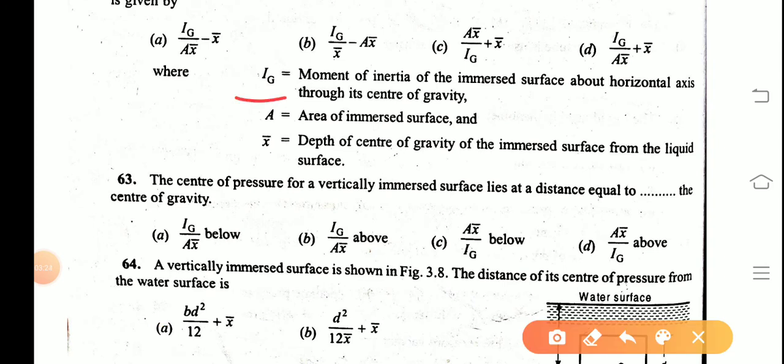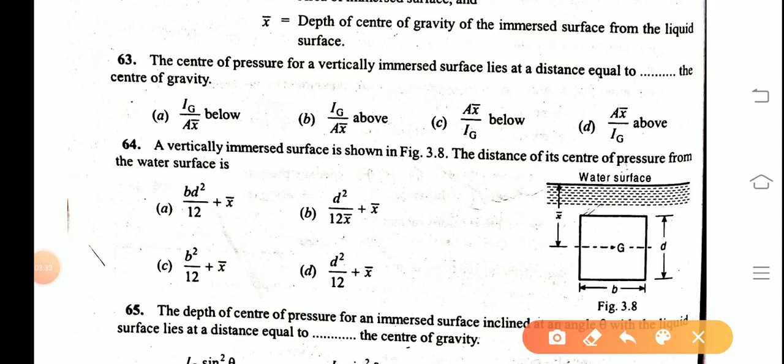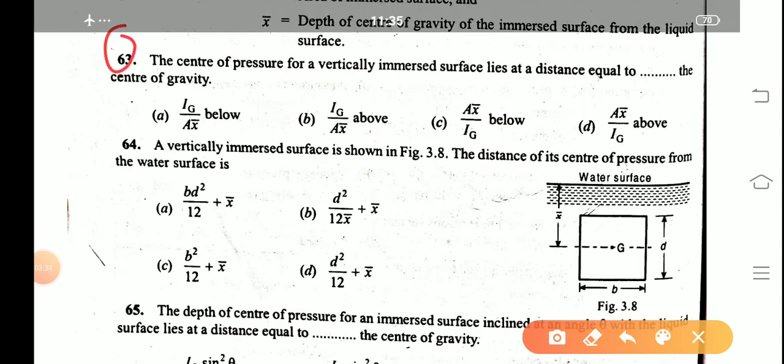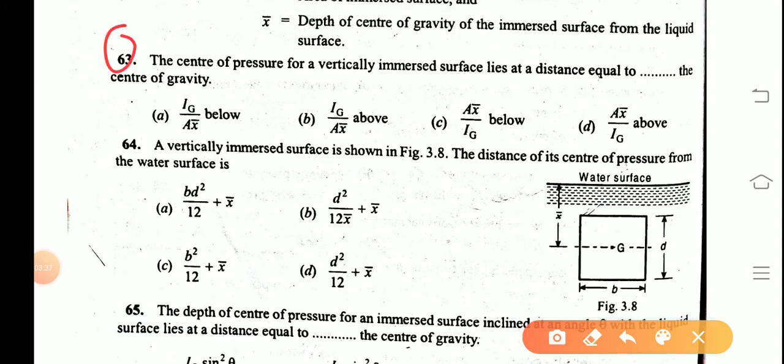जहाँ पे Ig है मोमेंट ऑफ इनर्शिया, A is equal to area of the immersed surface, x bar is depth of the center of gravity. Now question number 63. The center of pressure for a vertically immersed surface lies at a distance equal to dash the center of gravity. So the correct answer will be option A, Ig by A x bar below.